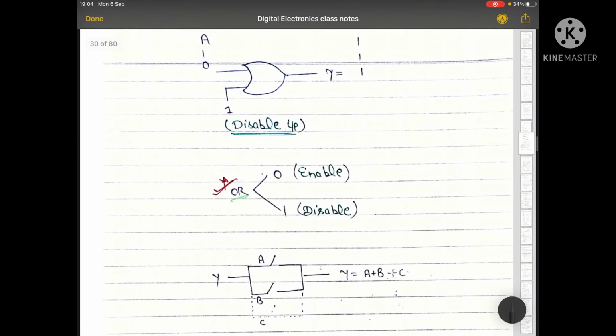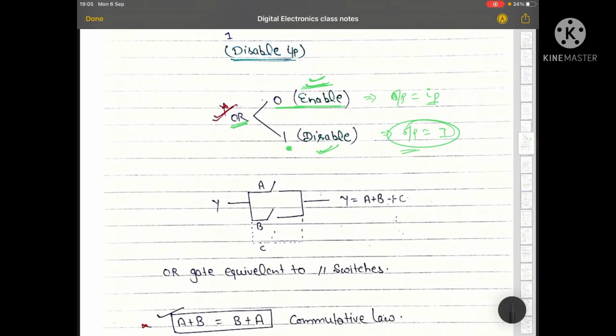Okay, for the OR gate, if we give the control circuit as 0, then our output will become our input. Then we call it an enable state or enable circuit. But if we give our control circuit as 1, then our output will be 1 irrespective of our input. Then it is called a disable circuit because it doesn't depend upon our input.